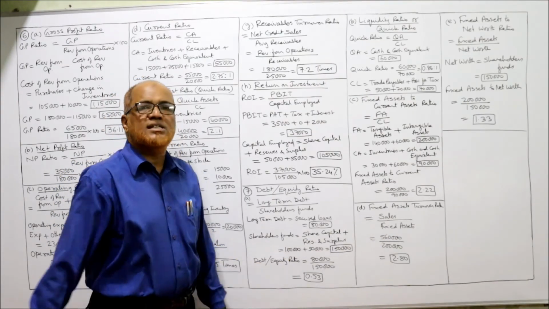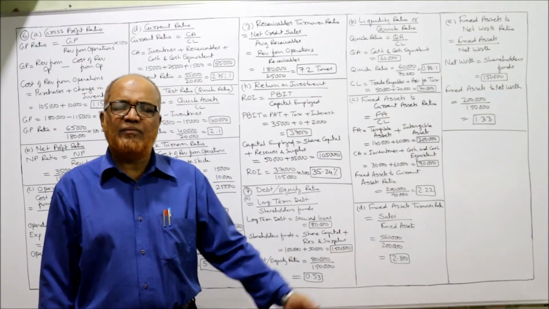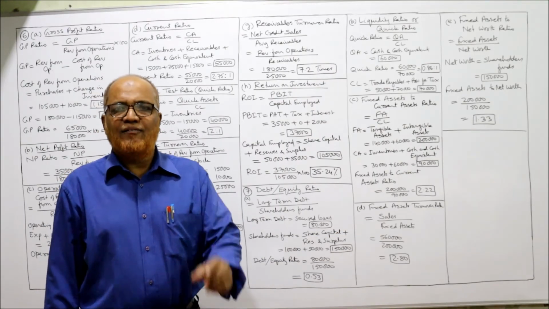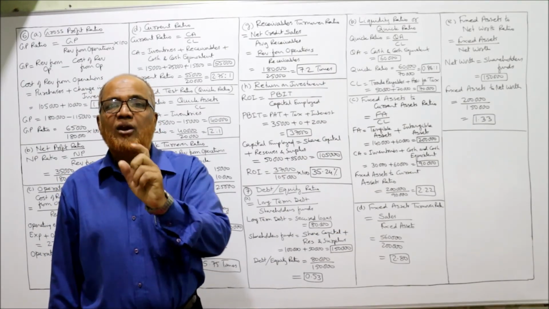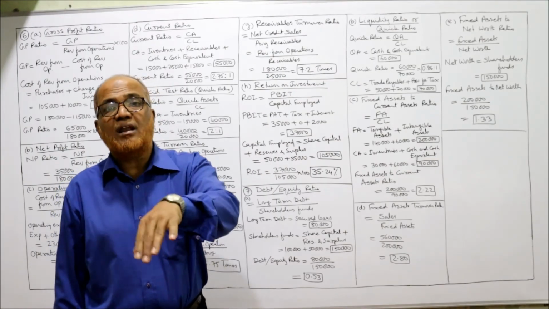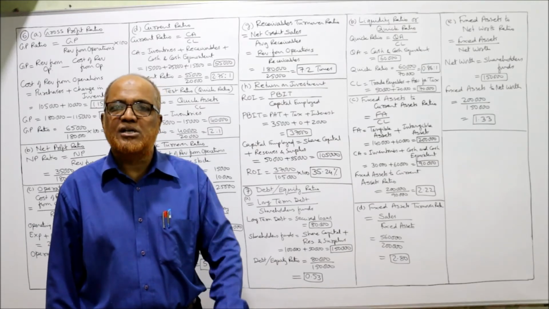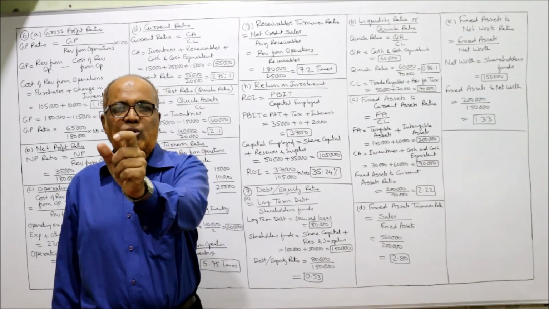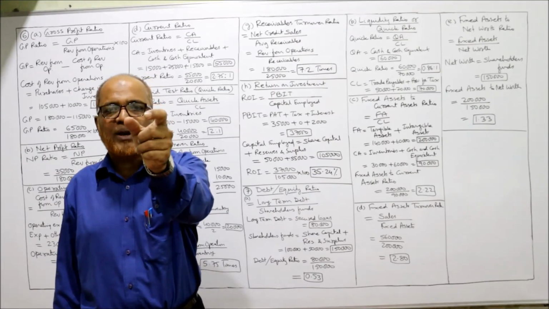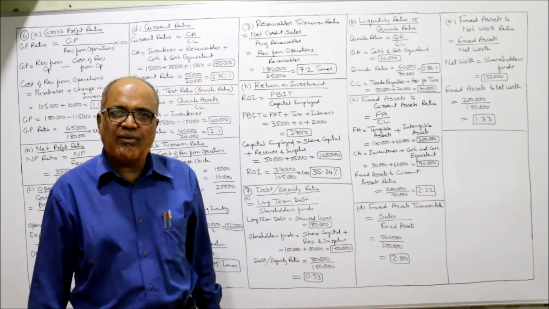Next ratio, fixed assets turnover ratio. It's an old ratio. Already in the previous problems also we have done. Fixed assets turnover ratio. Turnover means sales. Sales means revenue from operations. The fixed assets turnover ratio is equal to revenue from operation divided by fixed asset.